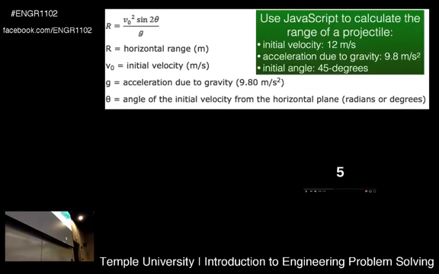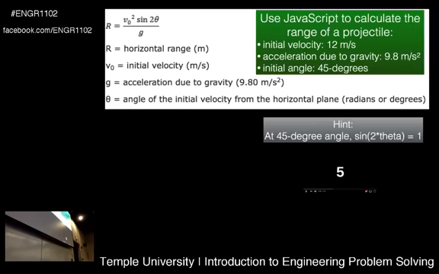Here's your conditions. We're going to use JavaScript to calculate the range of a projectile. The initial velocity v0 is 12. Acceleration of gravity is 9.8. That's this g. And we're going to use an initial angle of 45 degrees, which is going to save you a little trouble because the sine of 45 times 2 just happens to be 1. So I'm going to give you a minute here and then see how we ended up. So write me a program that launches things at 45 degrees.